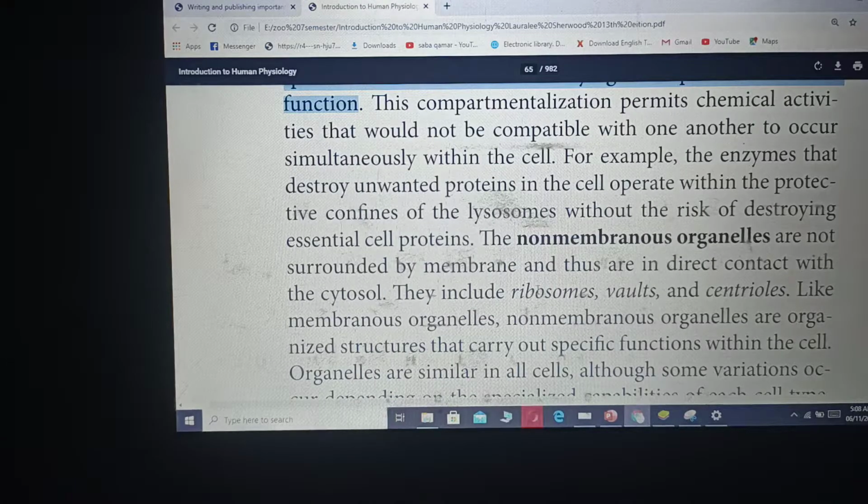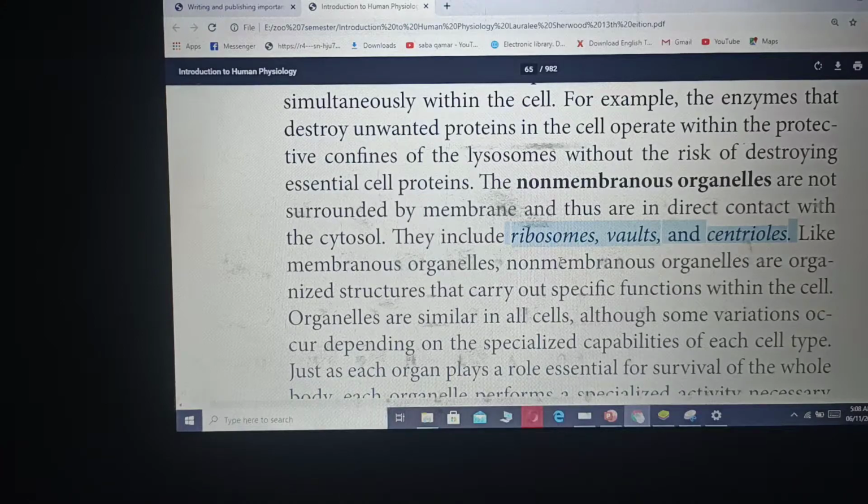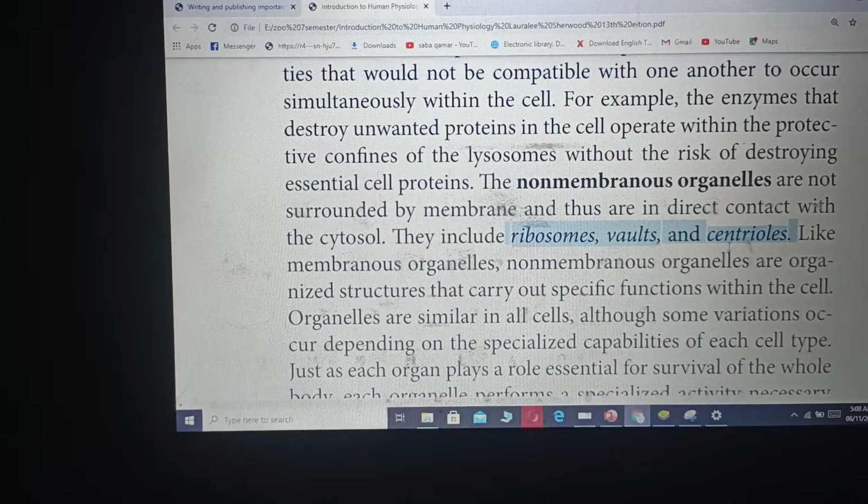non-membranous organelles contain three types of organelles. The first one is ribosomes, vaults, or centrioles. What are ribosomes? Ribosomes are actually involved in the formation of proteins. They are also known as the factory of proteins. What are centrioles? Centrioles are specialized structures that are involved in the cell division processes, and vaults are granular structures which are present inside the cytoplasm.